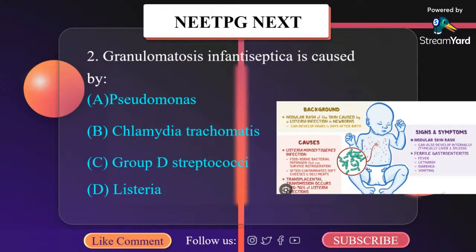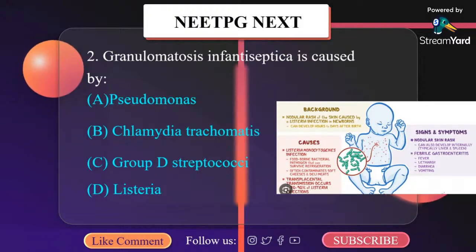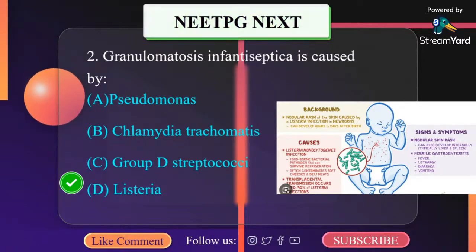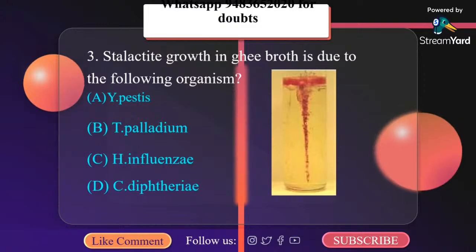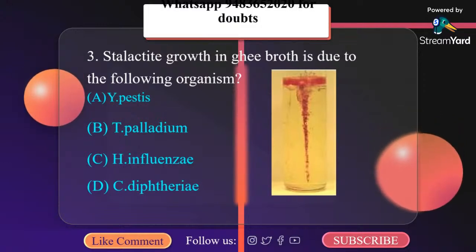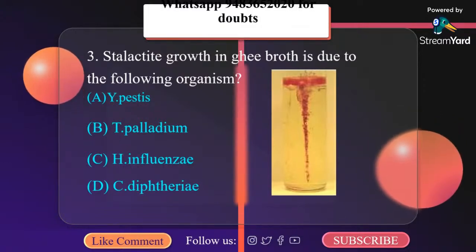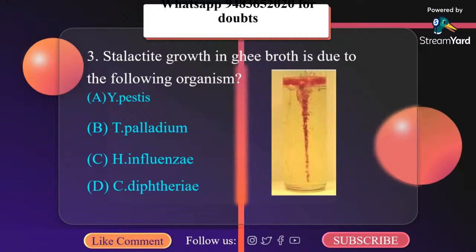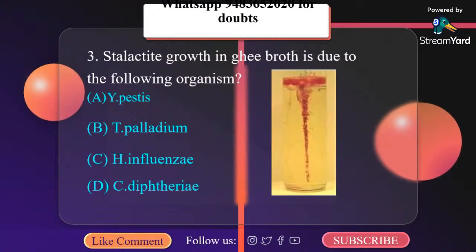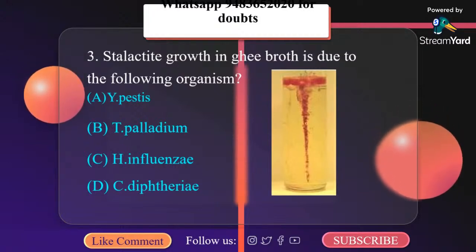Granuloma infantiseptica is caused by A. Pseudomonas, B. Chlamydia trachomatis, C. Group D Streptococci, D. Listeria. It is Listeria. Stalactite growth in ghee broth is due to the following organism: Yersinia pestis, Treponema pallidum, H. influenzae, Corynebacterium diphtheriae. It is Yersinia pestis.